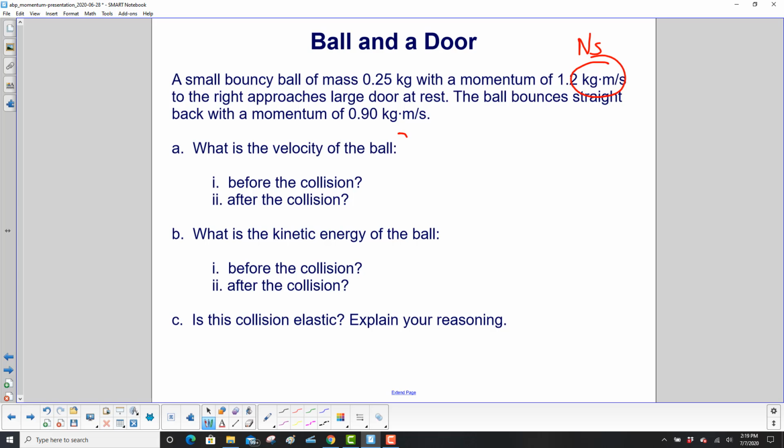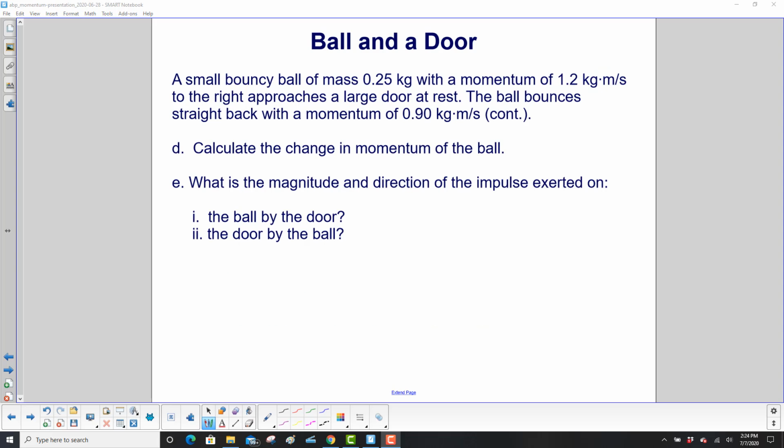Find the velocity of the ball before and after the collision, and then what is the kinetic energy of the ball before the collision and after the collision? Is this collision elastic? Explain your reasoning. Calculate the change in momentum of the ball, and then what is the magnitude and direction of the impulse exerted on the ball by the door and the door by the ball.